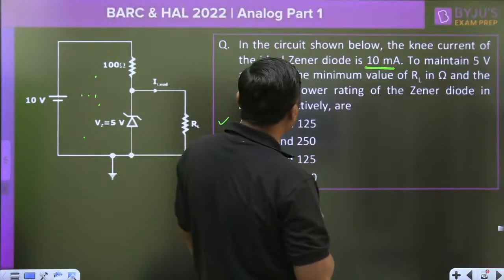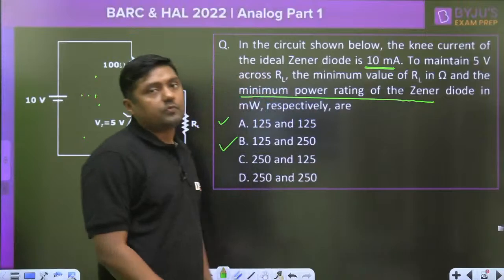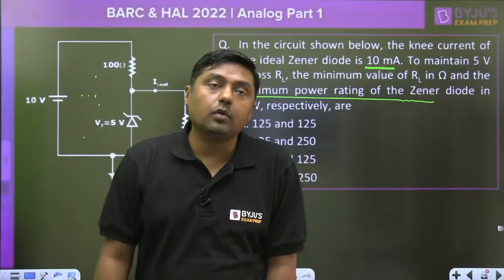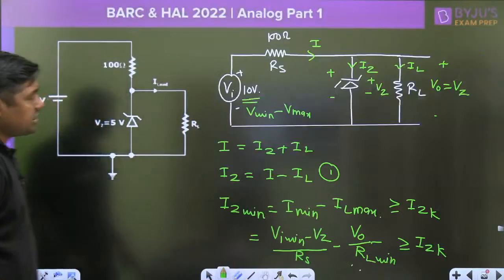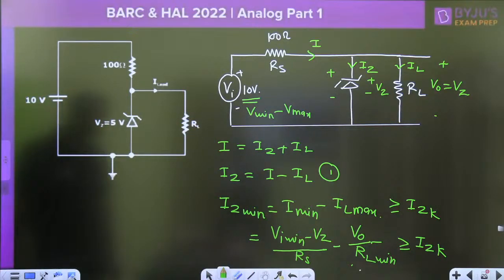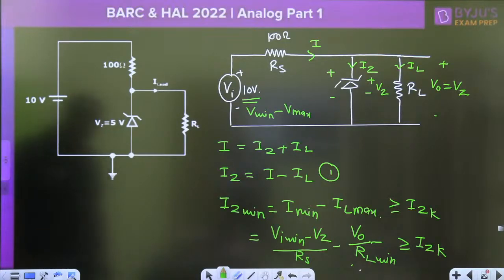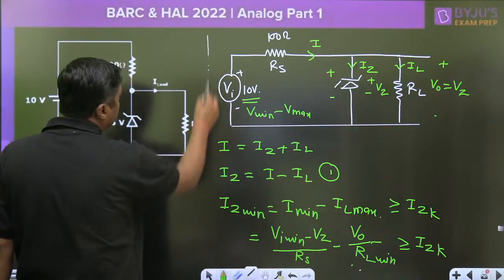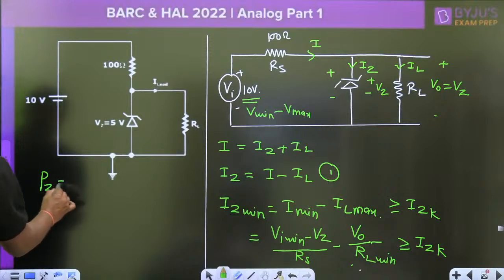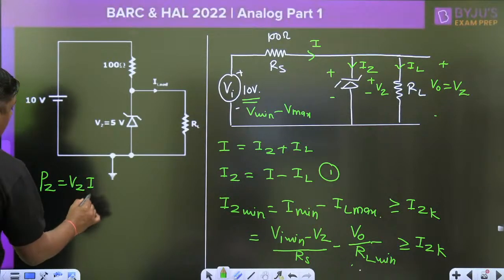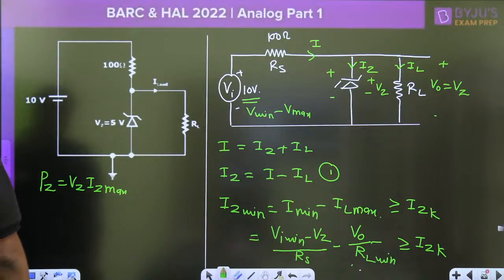Second, we have to calculate power rating. Minimum power rating of the Zener diode. So what is the maximum current through the Zener diode? We have to calculate the maximum current. When I want to calculate the maximum current through the Zener diode, then we can calculate the power rating. Always remember the power rating is what? VZ into IZ max. This should be the minimum rating of the Zener diode.